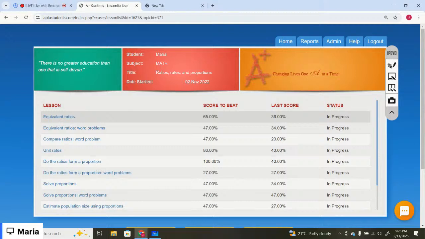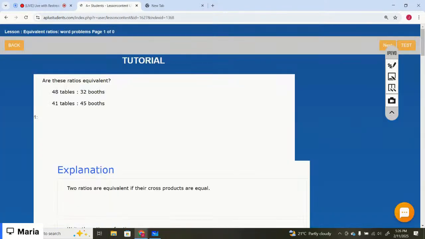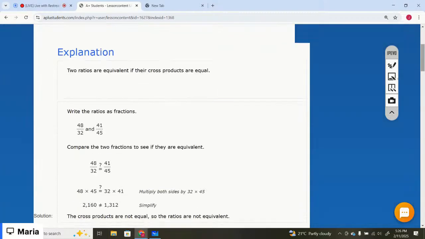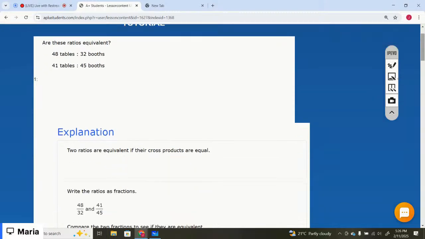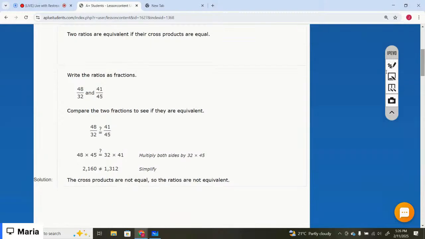The next lesson is equivalent ratios word problems. Are these ratios equivalent? Two ratios are equivalent if their cross products are equal. 48 over 32, write them down in the fraction form, and 41 over 45. So just cross multiply and see if they are equivalent.